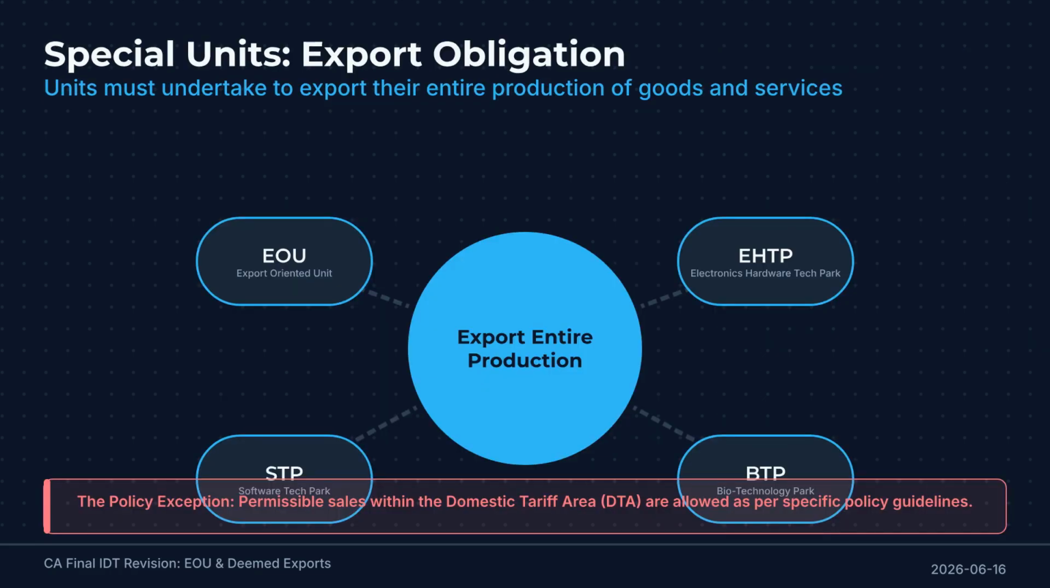The most fundamental condition of these schemes is export commitment. Every export-oriented unit, Electronics Hardware Technology Park, Software Technology Park, and Biotechnology Park unit is expected to export its entire production of goods and services. This is the core reason why these units receive various benefits and concessions. However, there is one important exception. The foreign trade policy permits certain domestic tariff area sales subject to prescribed conditions. Therefore, while the primary objective remains exports, limited domestic sales may still be allowed wherever the policy specifically permits them.